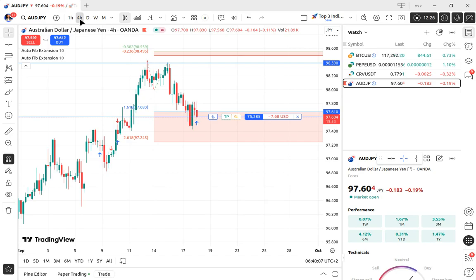So the question is, why am I buying and why am I not short selling? Because I'm looking at the range. All right, I'm looking at the range.